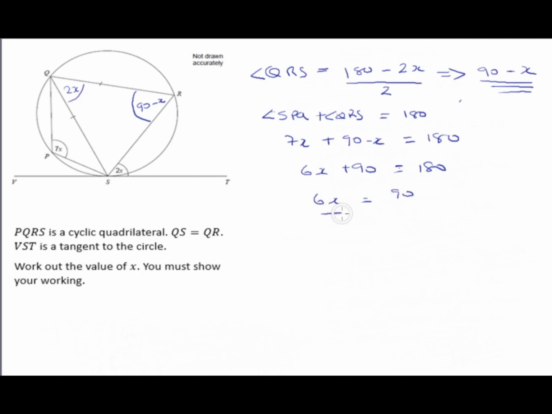Then we're going to divide both sides of the equation by 6. All right, so 6 cancels the 6. So x is equal to 90 divided by 6. 90 divided by 6 is going to give us 15 degrees. So angle x is 15 degrees.